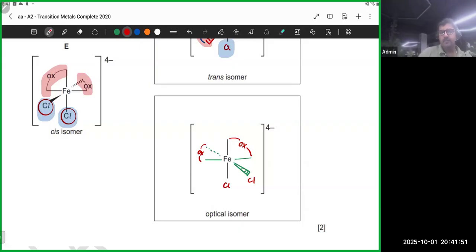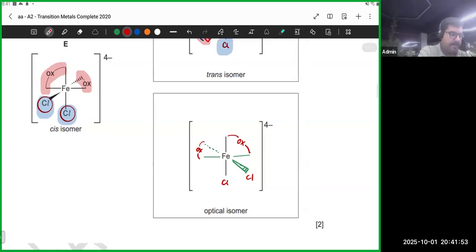DK, is this clear that this is the mirrored version? You clear? Yes.